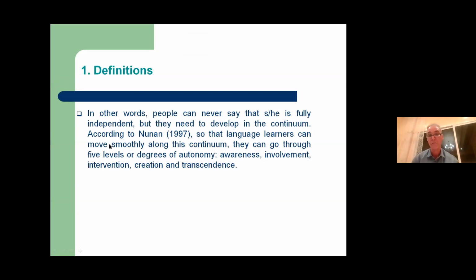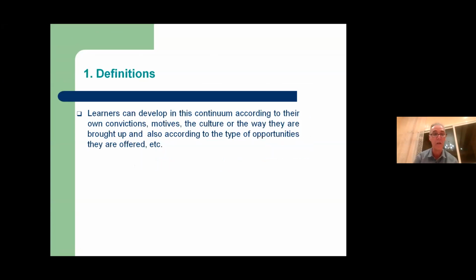continuum. And according to Noonan 1997, so that language learners can move smoothly along this continuum, they have to go through 5 levels, or 5 degrees of autonomy. First, awareness; second, involvement; then intervention, creation, and transcendence. So all of us are somewhere in the continuum. We cannot say it's a yes or no issue, but we are autonomous to some extent. Students at this university, professors, all people are autonomous to some extent.